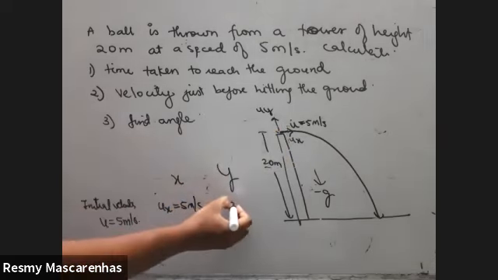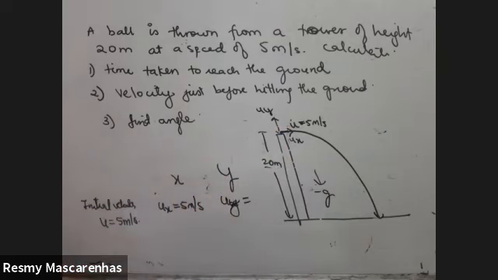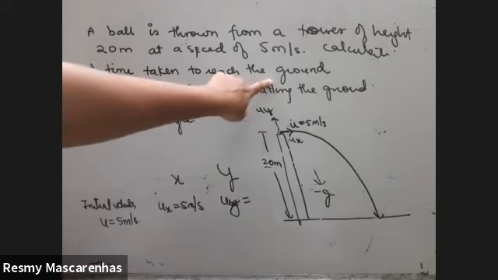Can anyone tell me what is the value of Uy? Is the ball going upwards? What will be the value of Uy at the initial point? When you're throwing it in the horizontal direction, the ball is traveling horizontally. So what will happen to the vertical component? What is its value? Just when you start throwing the ball, what is the value of Uy? Is the ball going upwards?